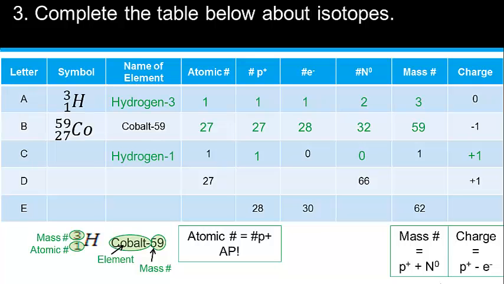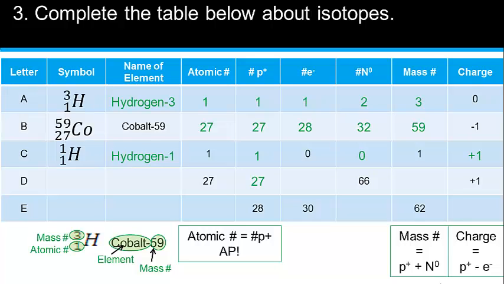Because this is atomic number 1, I know that this is hydrogen and the mass number is 1. So it's hydrogen 1. To write this as a symbol, mass number on top, atomic number on bottom, and then the symbol is H for hydrogen.